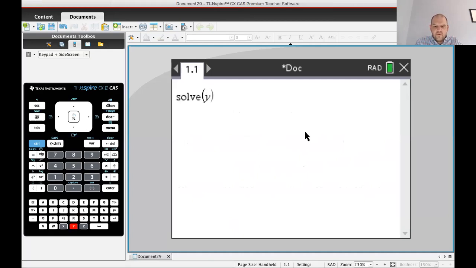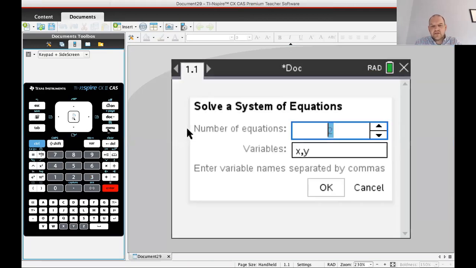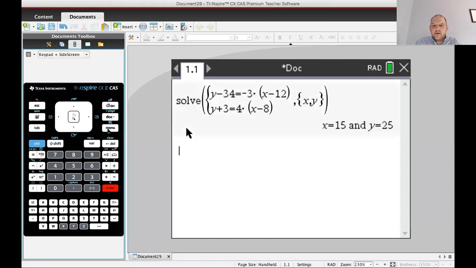Solve. y minus 34 equals -3. So I should do solve system because it's easier for you guys. Menu, 3, 7, solve system, 2 equations, 2 unknowns. y minus 34 equals -3, x minus 12, and then y plus 3 equals 4, x minus 8. Boom, 15. 15. There's clearly a problem.